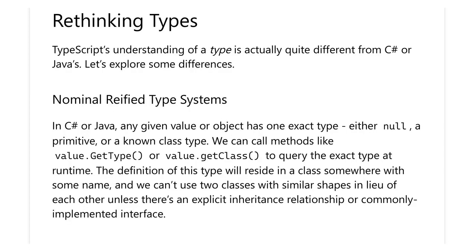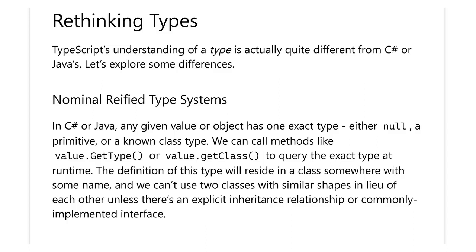Rethinking types. TypeScript's understanding of a type is actually quite different from C# or Java's. Let's explore some differences. Nominal reified type systems. In C# or Java, any given value or object has one exact type, either null, a primitive, or a known class type. We can call methods like value.getType or value.getClass to query the exact type at runtime.